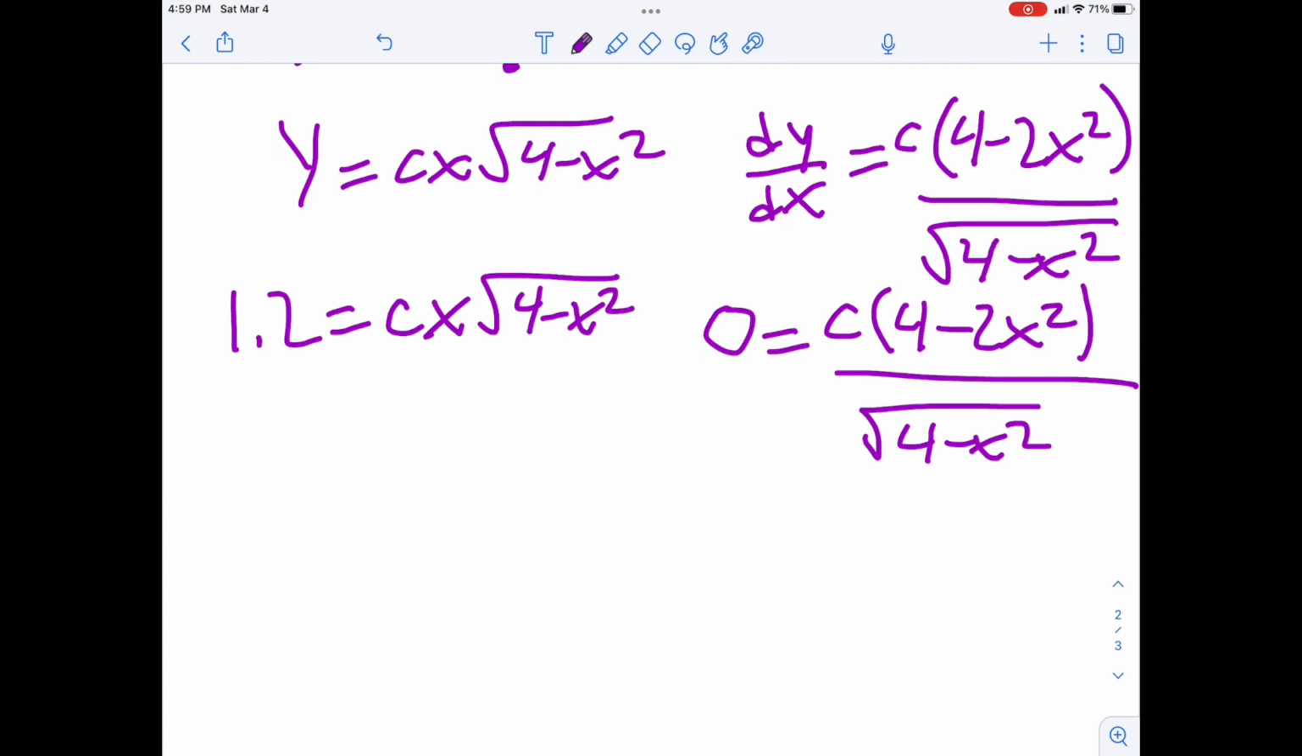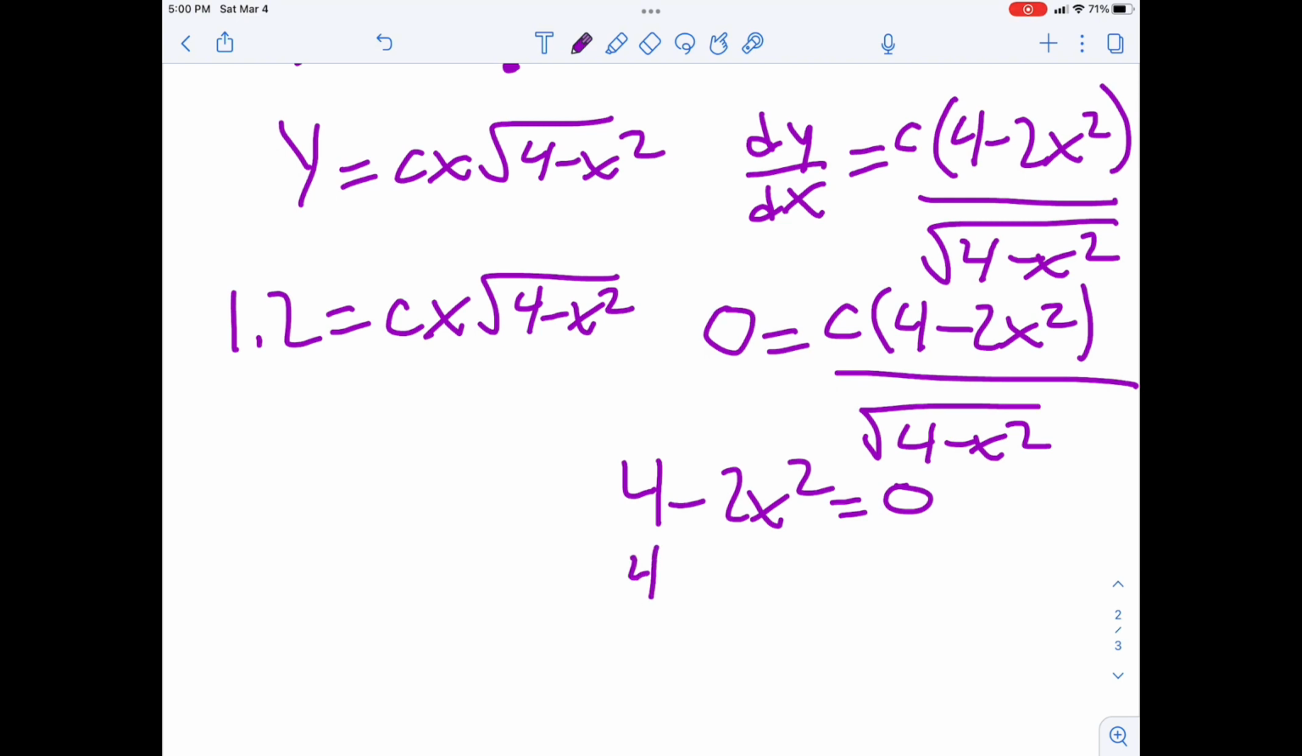Something equals 0 in a fraction when the numerator is 0 and the denominator is not equal to 0. And from looking at what I have in my numerator and my denominator, what will cause a 0 in the numerator is different from what will cause a 0 in the denominator. So I'm only going to look at my values in the numerator. Therefore, I can say that 4 minus 2x squared will equal 0, because anything times 0 equals 0, so it doesn't matter what c is.